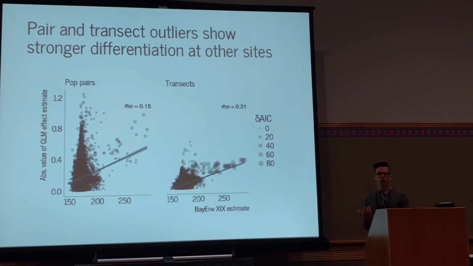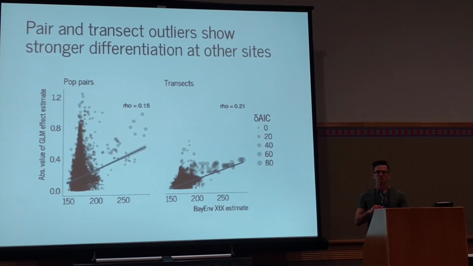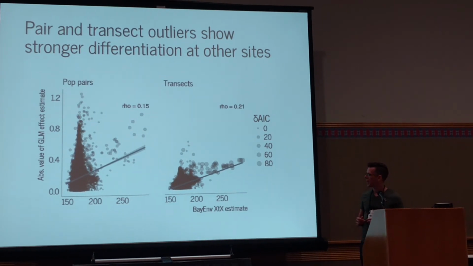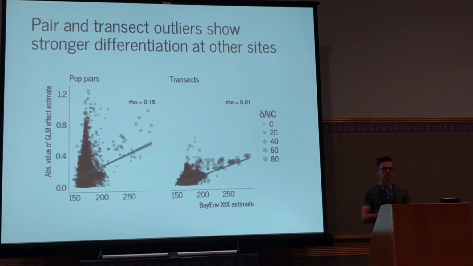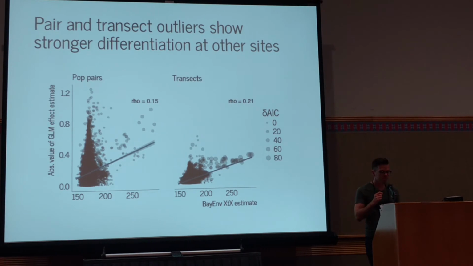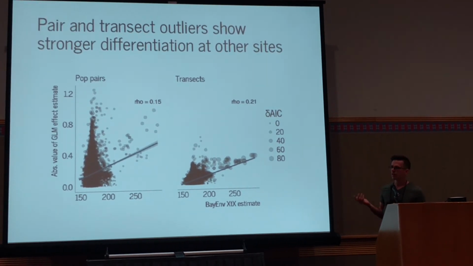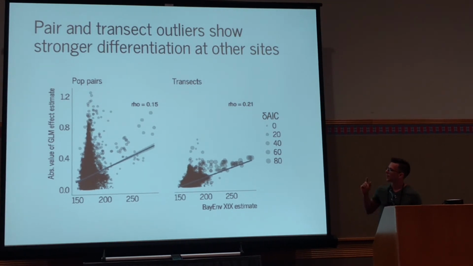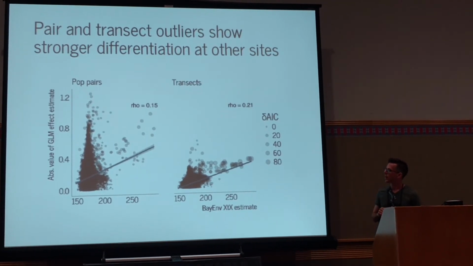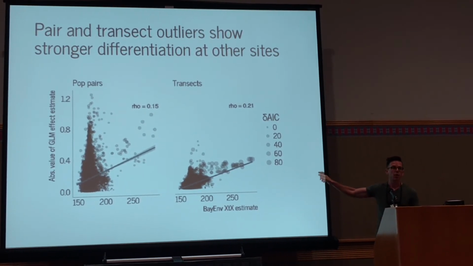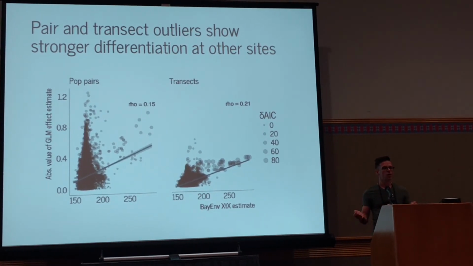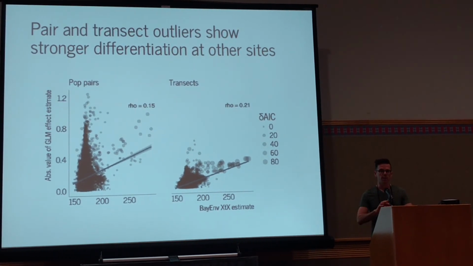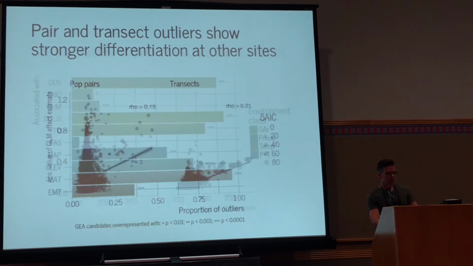SNPs that are outliers on pairs or transects are also outliers in population structure as estimated by BayPass. So BayPass calculates the XtX statistic, which is an index of population allele frequency differentiation. You can see these are very messy scatter plots. They're not at all nice, but the SNPs that are confidently identified as outliers are more likely to have high differentiation in the other populations. So these elevational outliers are structured in a different set of populations.